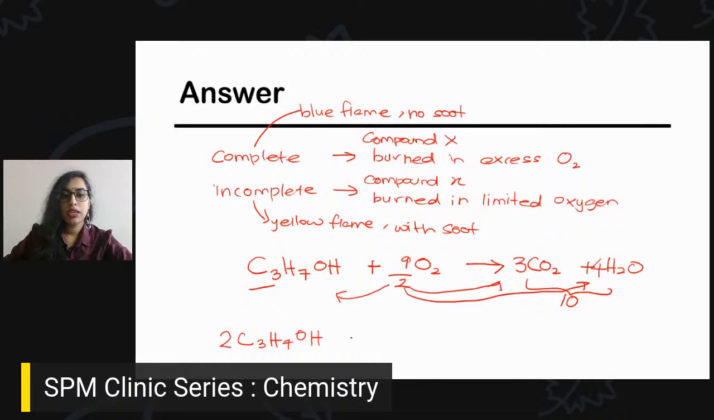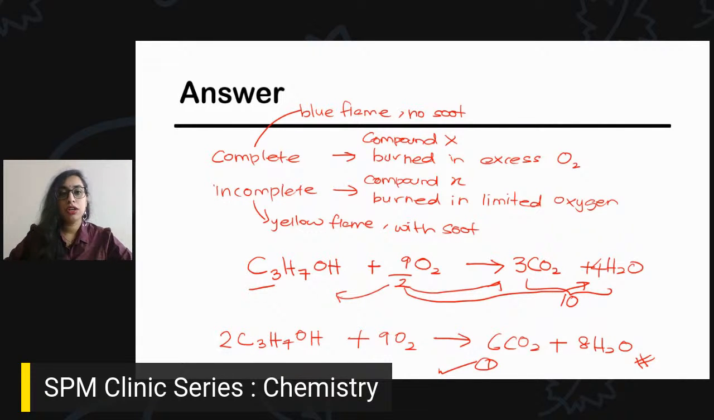So at the end of the day, you will get 2C3H7OH plus 9O2, giving 6 carbon dioxide and 8 H2O. This is the complete reaction equation and this is the answer. The question just now was 1 mark. So if you give a complete correct equation, you will get directly 1 mark. There are no half marks for it.